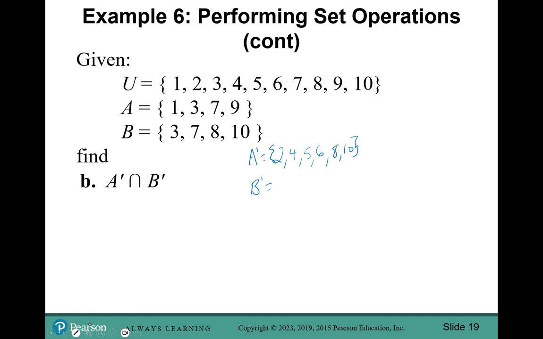I'll even write it in a new color. B complement. If I look at the elements of B, I'll mark those out: 3, 7, 8, and 10. That means that B complement should be 1, 2, 4, 5, 6, and 9.